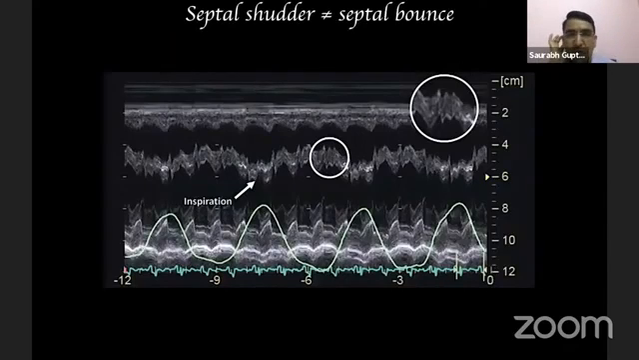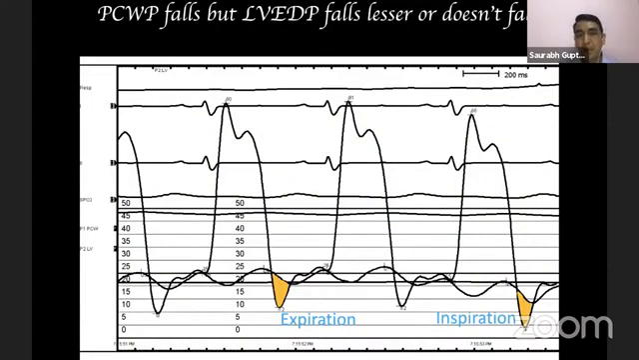Now, septal shudder is not the same as septal bounce. It is a flickering movement of the septum during diastole, and it is not a manifestation of exaggerated ventricular interdependence. It is rather a manifestation of variation in the tricuspid valve flow and mitral valve flow, and also in the electrical activity of the left ventricle and the right ventricle, but it is also commonly seen in constrictive physiology.